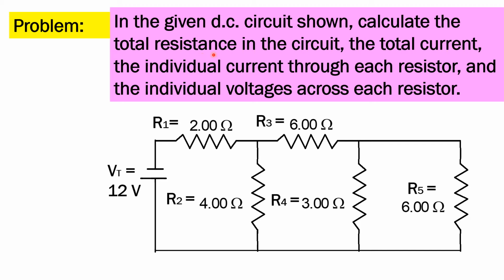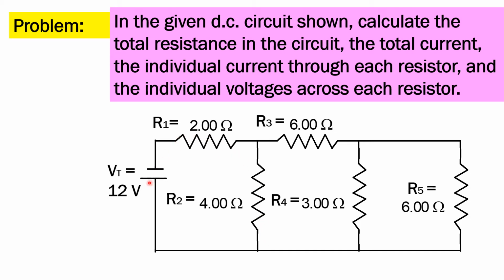So this is our given problem. In the given direct current circuit shown in this diagram, we are going to calculate the total resistance in the circuit, the total current, the individual current through each resistor, and the individual voltages across each resistor. So this is the circuit diagram.